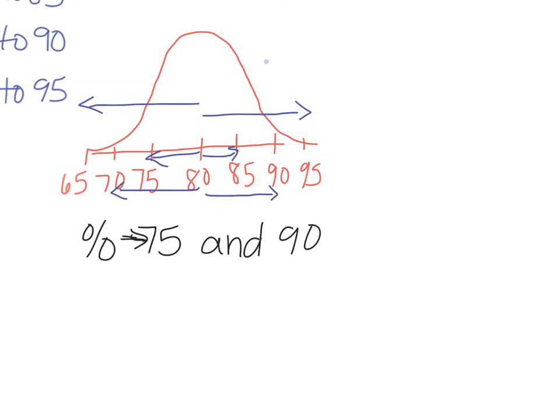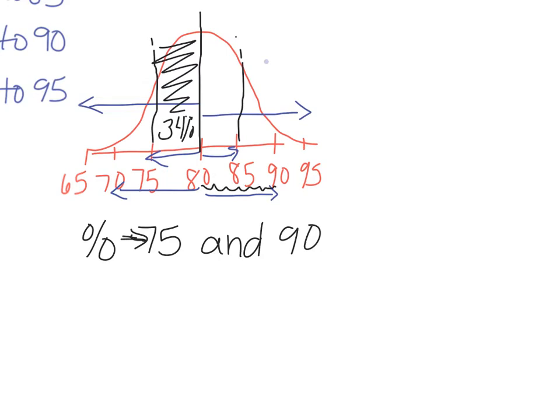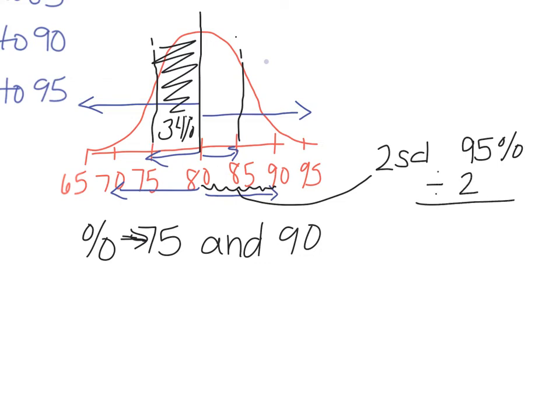Well, when we did this about the mean, we knew that 68% of our data was contained within one standard deviation from the mean. But this is symmetric about the mean. So if we cut this 68, I know that 34% of the data is contained right here between 75 and 80. So now all I need to find is what percent is from 80 to 90. Well, from 80 to 90 is 2 standard deviations from the mean, and we know that 2 standard deviations from the mean is 95% of our data. But we only want the upper half, so we're going to take that 95 and divide it by 2. And when we do that, we get 47.5.